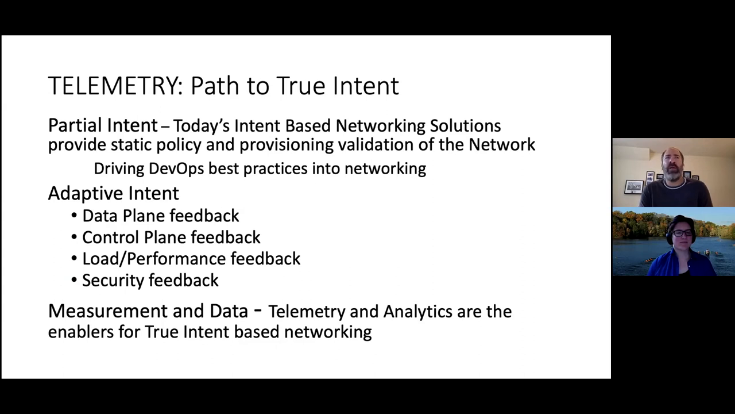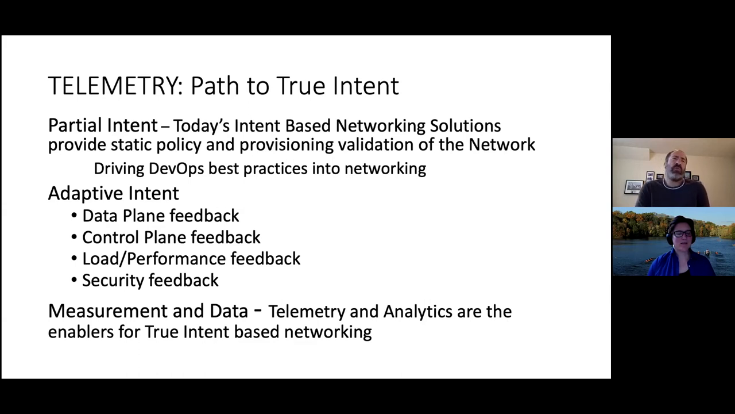It's driving networking into some of the best practices of DevOps, treating networking not as just a static transport environment, but as a continuously evolving environment that requires some of the same tooling that we need to develop software, right? We need to do continuous integration. We need to do quality validation of our networking state before we download it. So it is driving some very good best practices in the networking administration space, but it's still limited by its static view in terms of policy and provisioning.